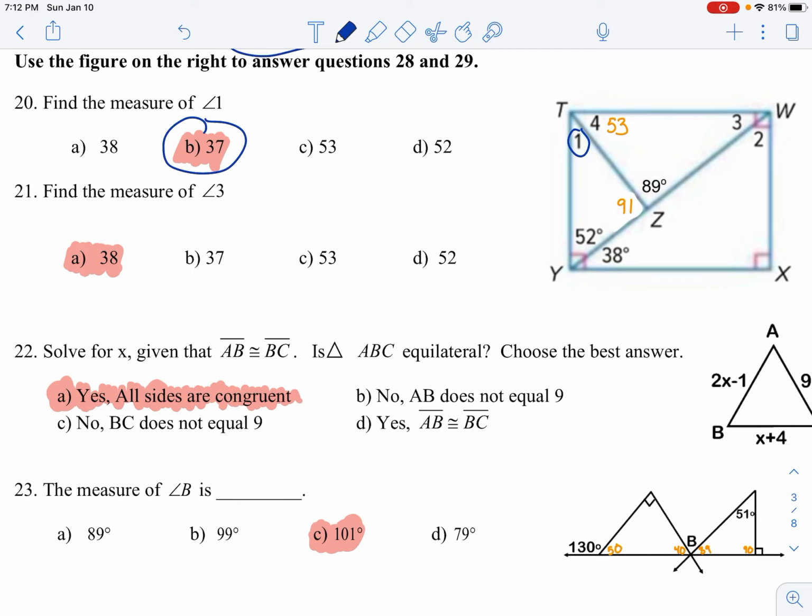After that, I could find that this was 53 because I know that this is a rectangle. And I know it's a rectangle because these are right angles. So that fourth one would also have to be a right angle, even though they're not showing it. And so once I got this 53, then I had the 89 already, and I could find angle 3 pretty easily by subtracting the 53 and the 89 from 180, and I got 38 for that one.